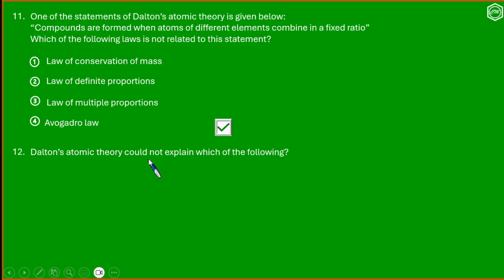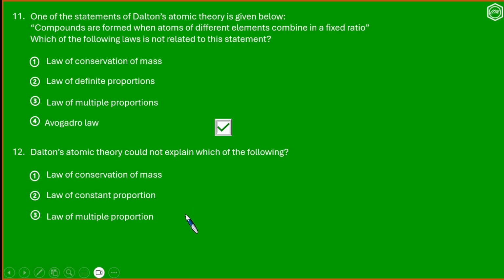Question number 12. Dalton's atomic theory could not explain which of the following: the law of conservation of mass, law of constant proportion, law of multiple proportion, and the law of gaseous volumes. Dalton's atomic theory could not explain law of gaseous volumes. Dalton did not consider the concept of molecules.